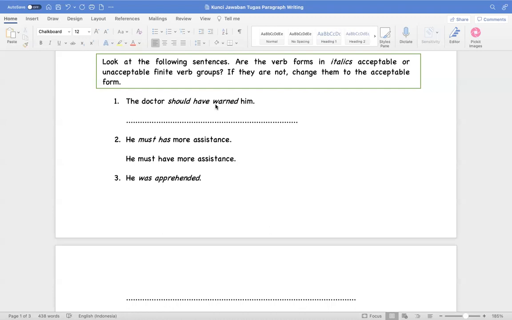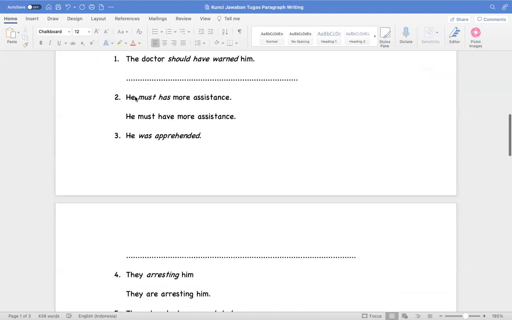And here, because this is a conditional sentence, so should have warned. Seharusnya bisa mengingatkan. So this is a kind of pengandaian ya, seandainya saat itu bisa diingatkan. That is why should have verb 3. This is correct. So we do not need to make any change.